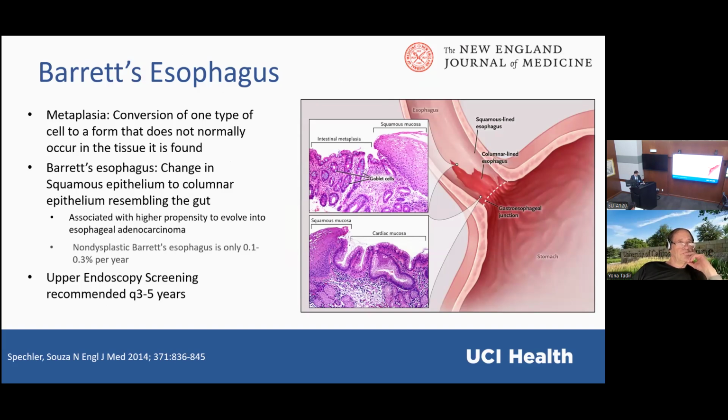You have a risk of 0.3% if you have Barrett's to progress to dysplasia, abnormal cancer cells, and possibly esophageal cancer. And when we see Barrett's, we do recommend screening every 3 to 5 years.